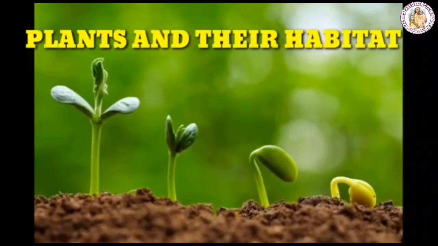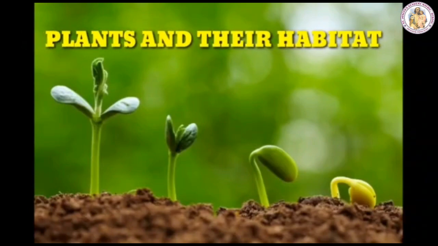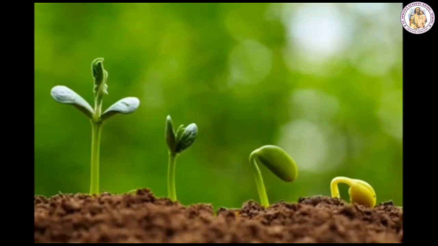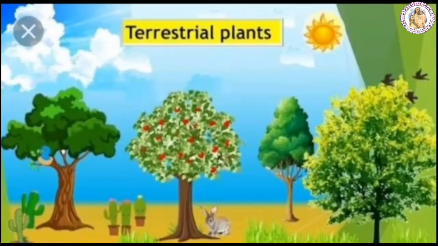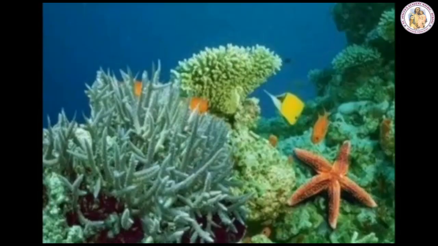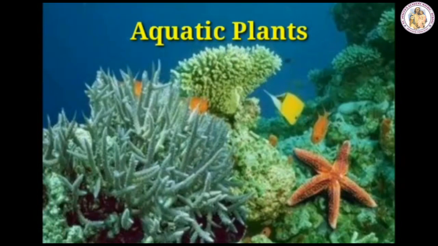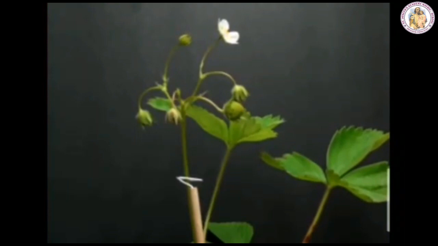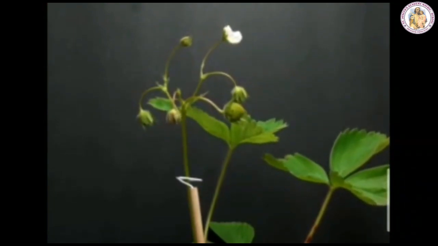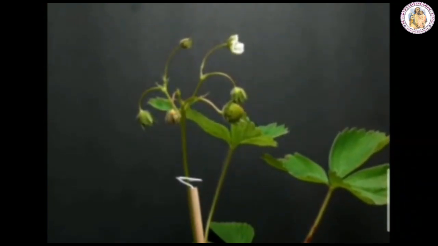So children, now let's study about plants and their habitat. Plants grow almost everywhere on earth. That is, on land, it's called terrestrial plants, and in water, called aquatic plants. The plants adapt to their surroundings and hence have special characteristics based on their habitat.